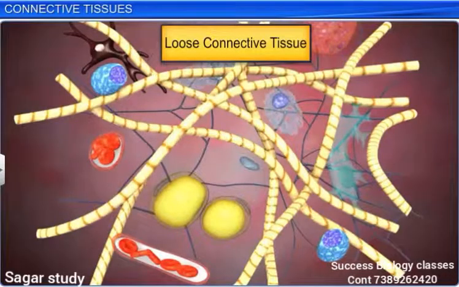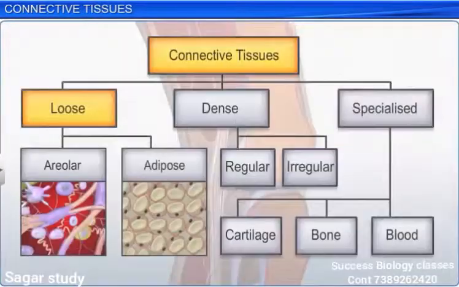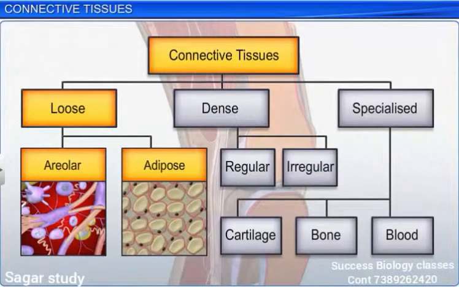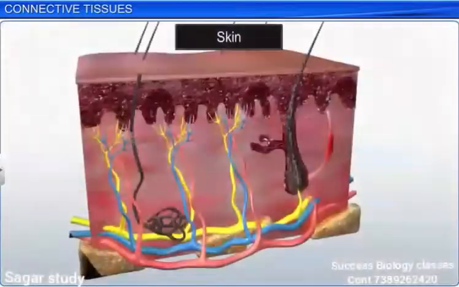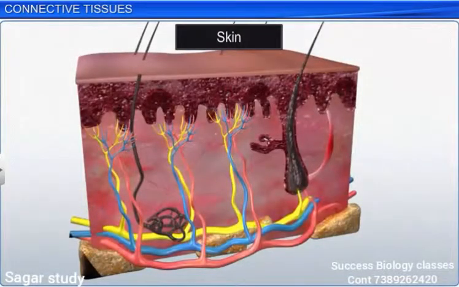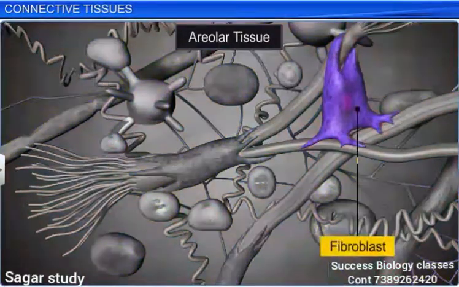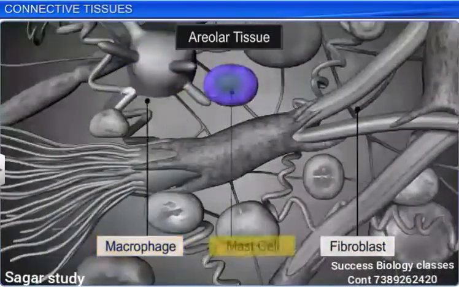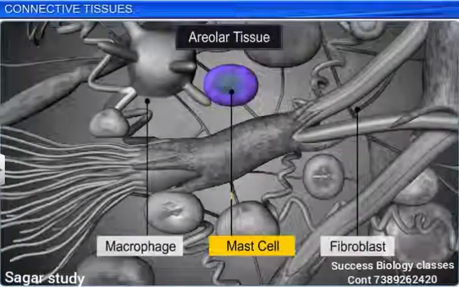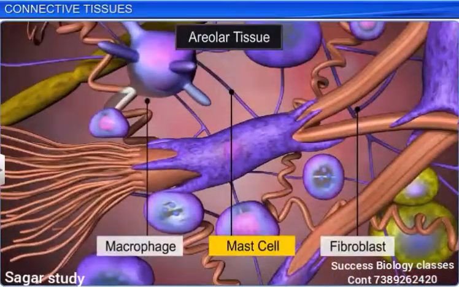In loose connective tissues, the cells and fibers are loosely arranged in a semi-fluid matrix. Loose connective tissue includes areolar and adipose tissue. Areolar tissue is found under the skin and consists of fibroblasts, macrophages, and mast cells. It helps keep the epithelial tissue in place.